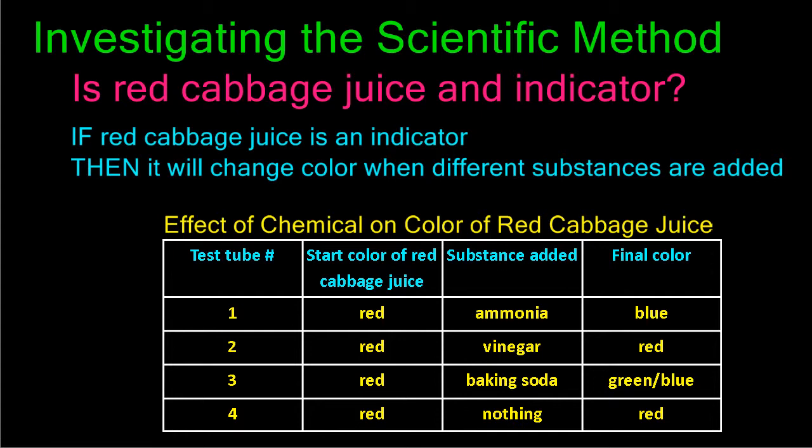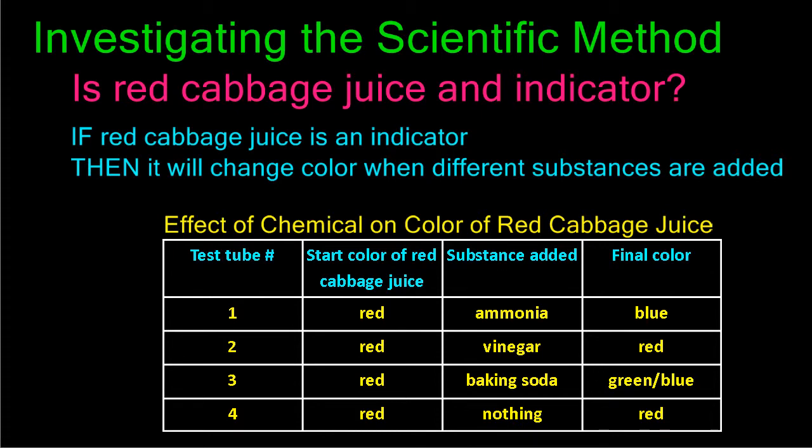Test tube 1, we added ammonia. The final color was a blue-green. In test tube 2, we added vinegar. The final color was red. In test tube 3, we added baking soda. The final color was also a blue-green. And in our control test tube, in which we did not add anything, the final color was the same, that purpley red color.